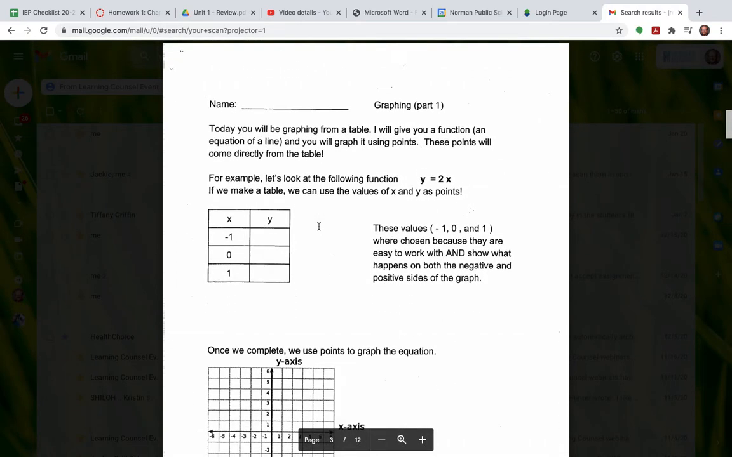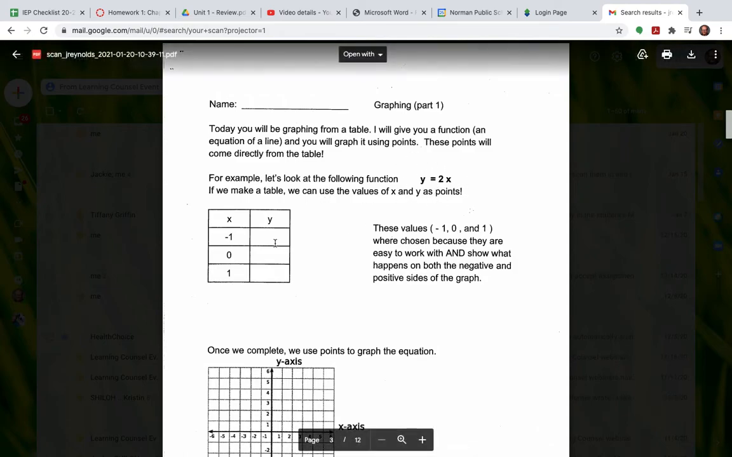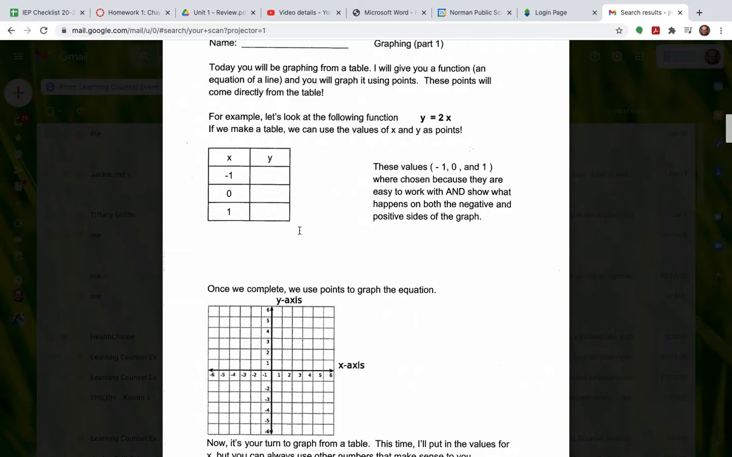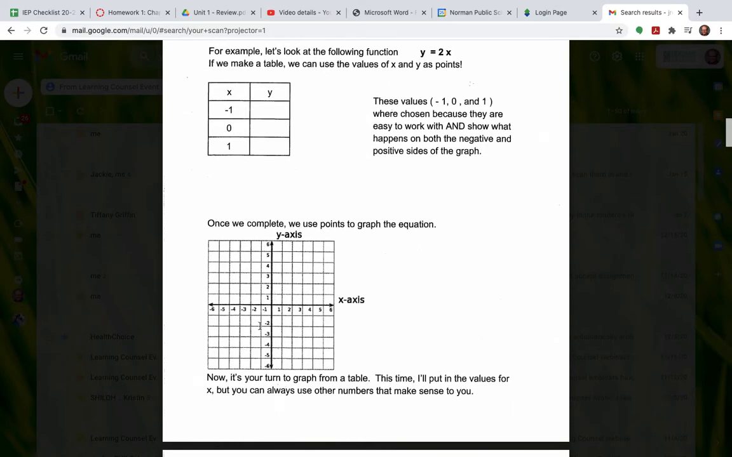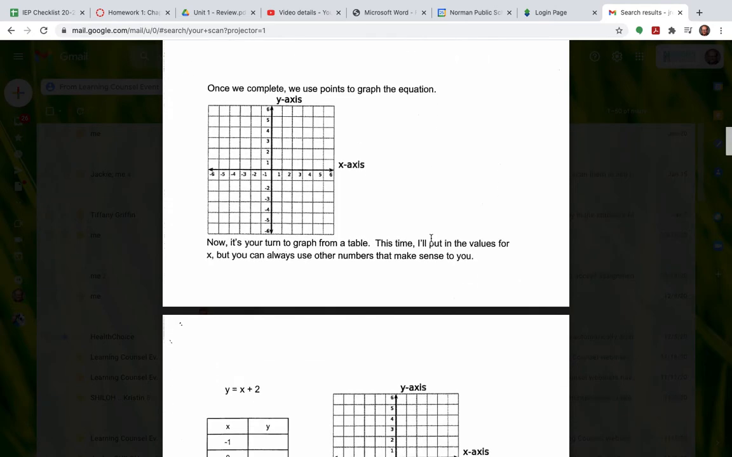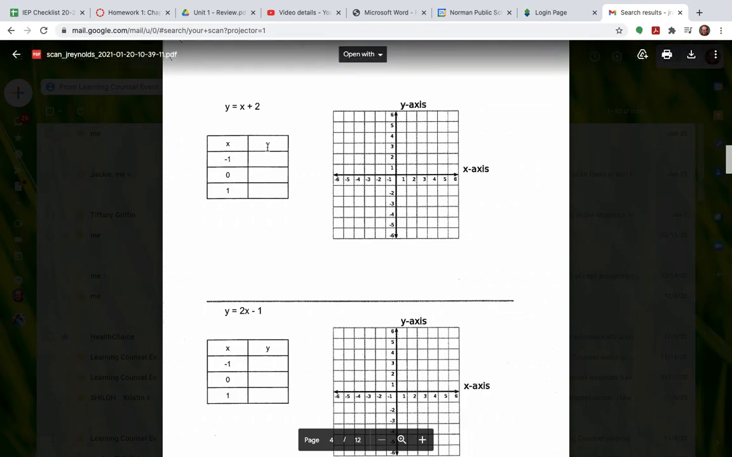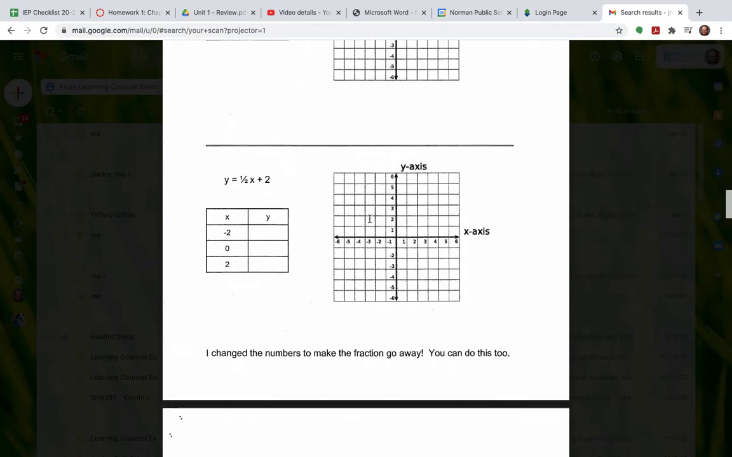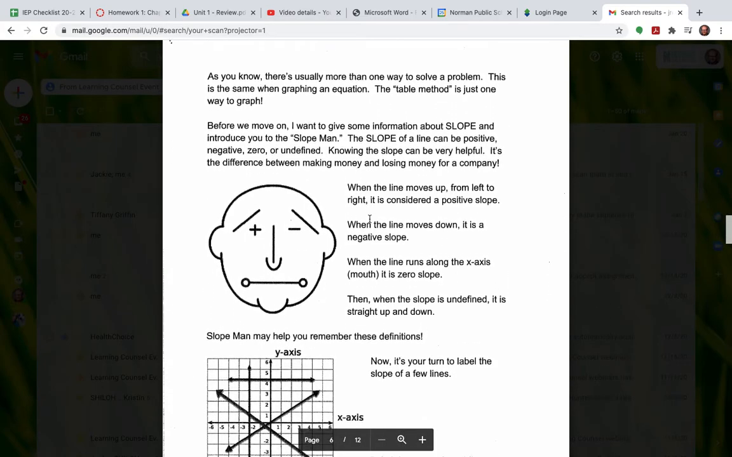In order to do this, we're going to talk about graphing using a table, looking at functions, plotting in points for x, figuring out what the y is when the x is a certain value, and then using those to create points that we can actually use to graph lines. So we started out graphing points, we're going to start graphing lines in a variety of different ways. This way is called the table method, and that's the way that we're going to start getting into all of this. Then we'll start talking about slope.